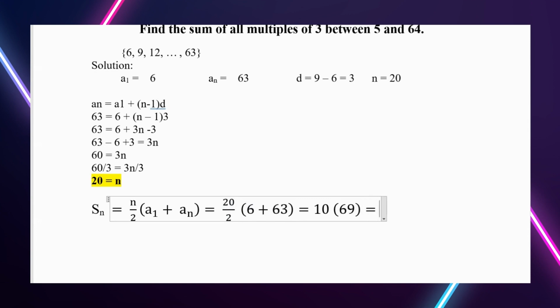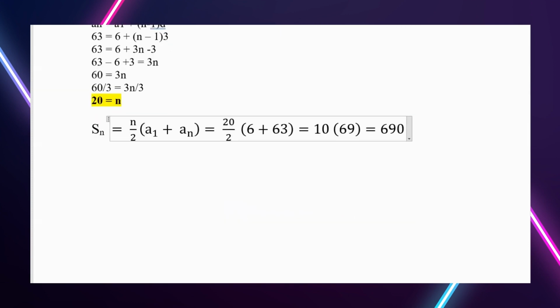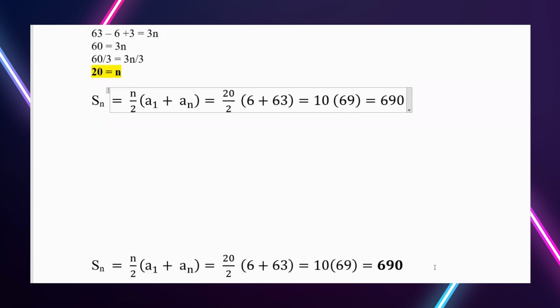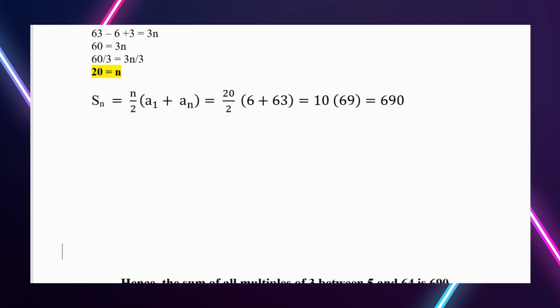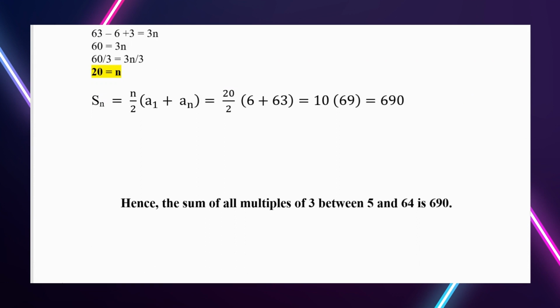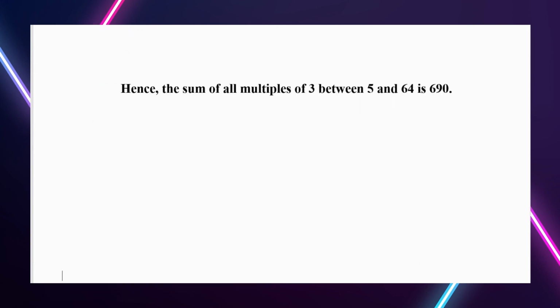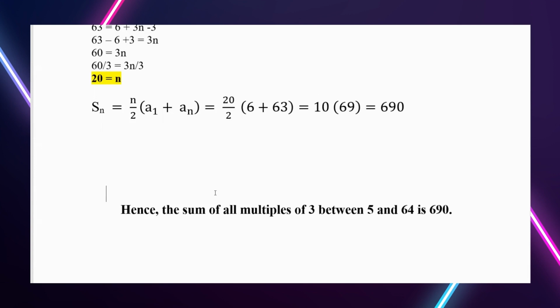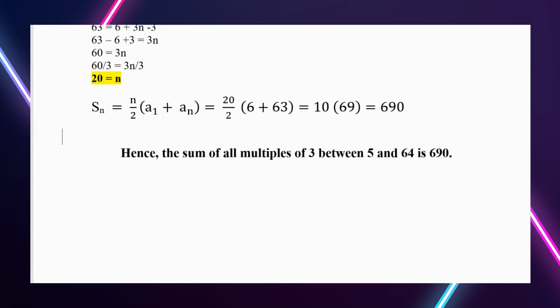Now, let us multiply 10 to 69. So, 10 times 69 is 690. So, what is 690? Okay? So, 690 therefore is the sum, our conclusion, the sum of all multiples of 3 between 5 and 64 is 690.